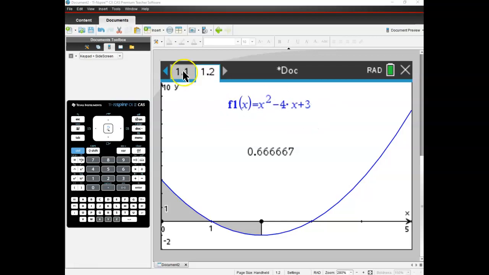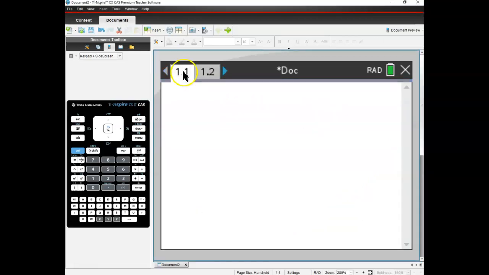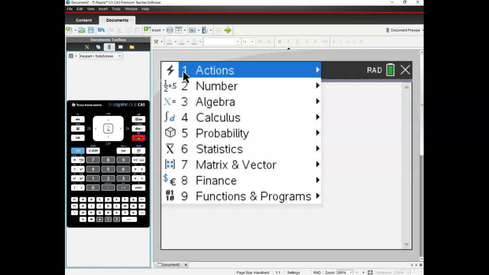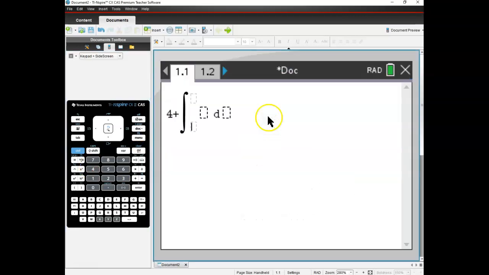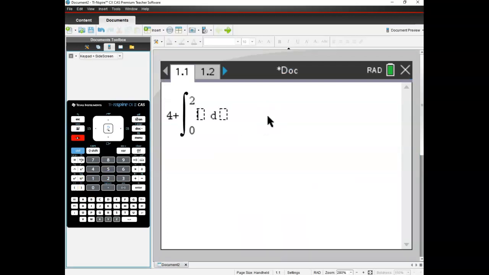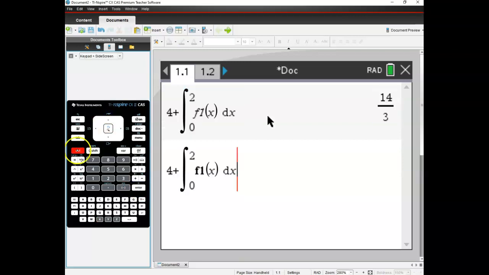I can just leave it in there and come here, and I can say, well, what is 4 plus menu calculus integral from 0 to 2, and I can cheat. I don't have to type it in like they have there, the t squared minus 4t plus 3 dt, because it's defined in my calculator as f1 of x, so I might as well plug it in like that and say dx, and then if I hit enter, hey, there's the 14/3, and if you're like, hey, I don't want the 14/3, I can bring that down, and I could approximate that at 4.667.